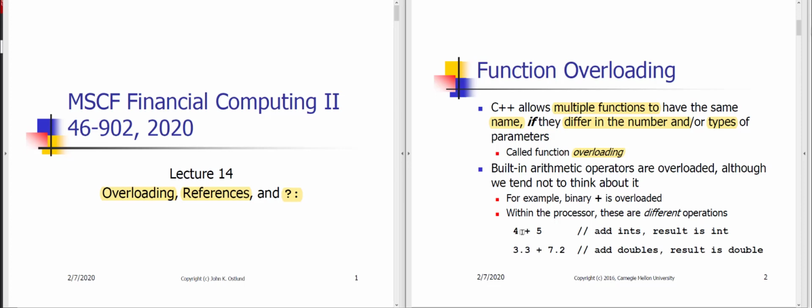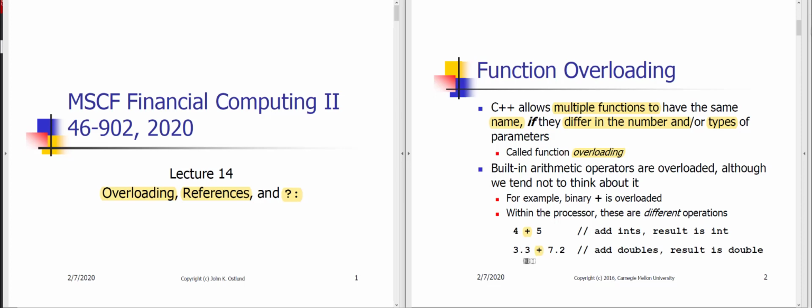For example, the plus operator, the binary plus operator, is used for addition. But if you add two ints together, that's a quite different thing from adding two doubles together. If you add one int to another int, what you're doing is you're adding a 32-bit representation of an integer to another 32-bit representation of an integer. That capability is built into the processor, and it results in a 32-bit sum of those two integers.